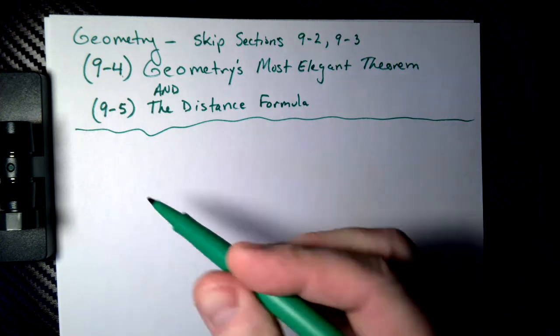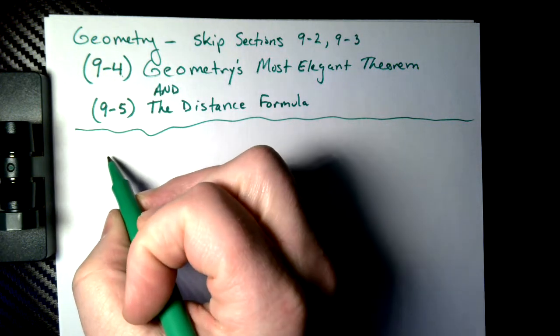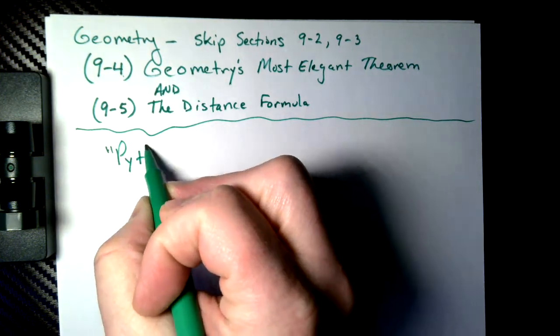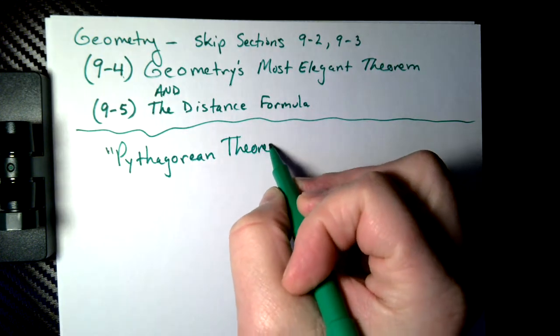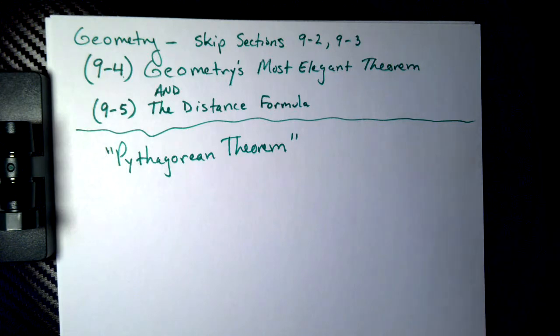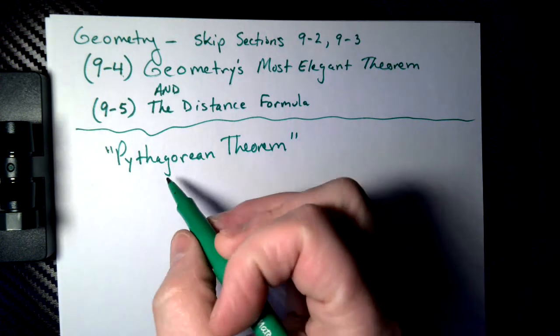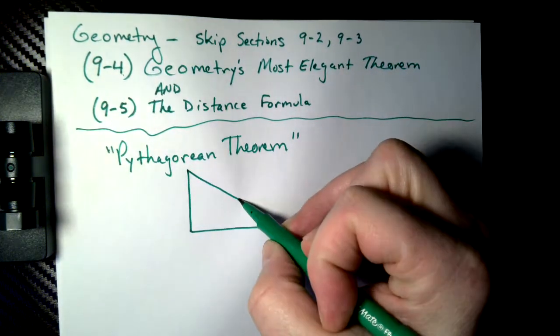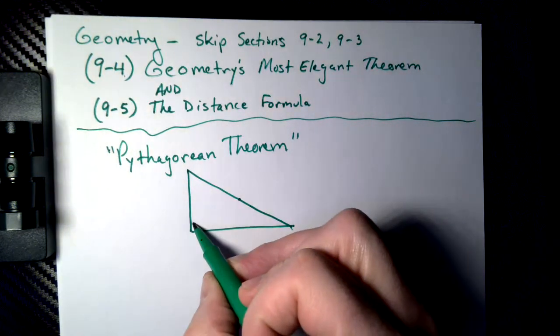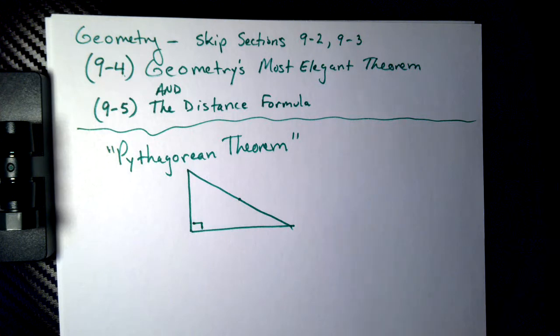Geometry's most elegant theorem, you guys have probably heard of this before, is known as the Pythagorean Theorem. And if you haven't done it in a math class already, you're going to use this in every math class moving forward. They just always are referring back to right triangles and the Pythagorean theorem. Maybe AP Stats is the only one I can think of that doesn't use it.